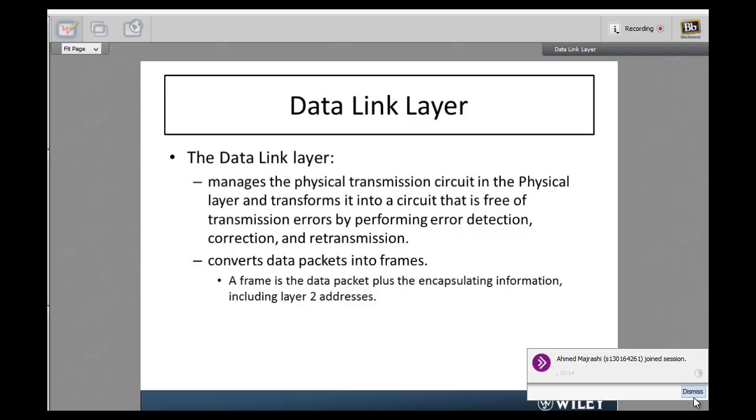For the data link layer, it manages the physical transmission circuit in the physical layer and transforms it into a circuit that is free of transmission error. So what is performed here is error detection and correction, in addition to a retransmission mechanism. We are saying detection and correction because we have to be very specific here.